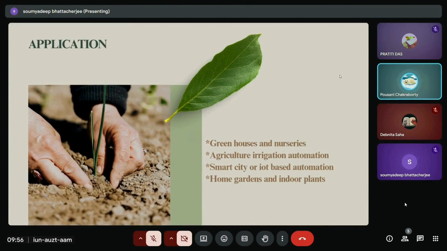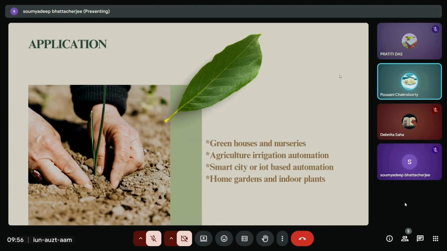Now let's move on to the applications of this project, where and how the automatic plant watering system can actually be used in real life. The beauty of this system is its simplicity and adaptability. It can be used in a wide range of environments, from small homes to large agricultural setups.